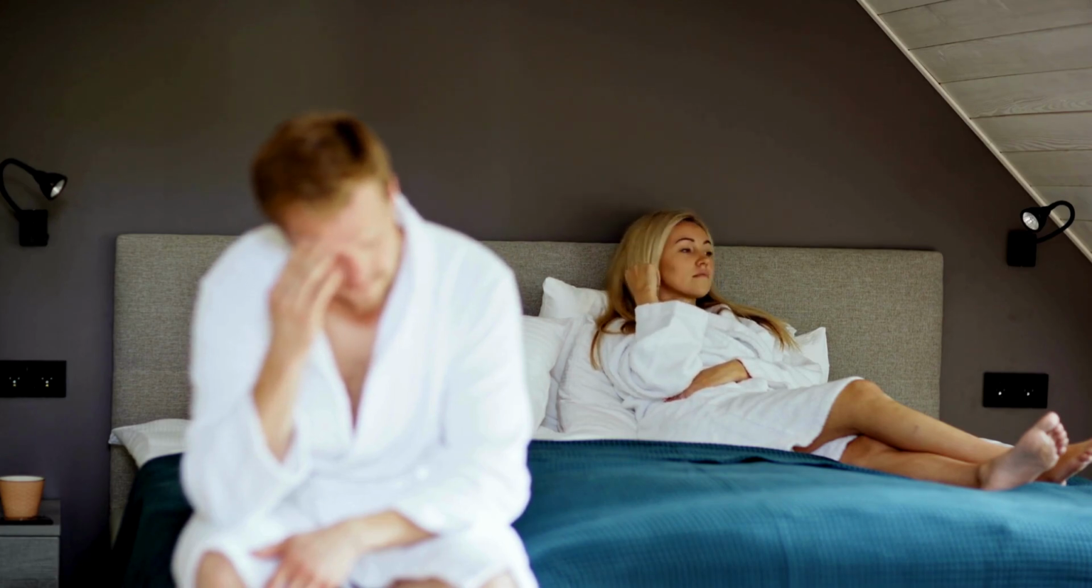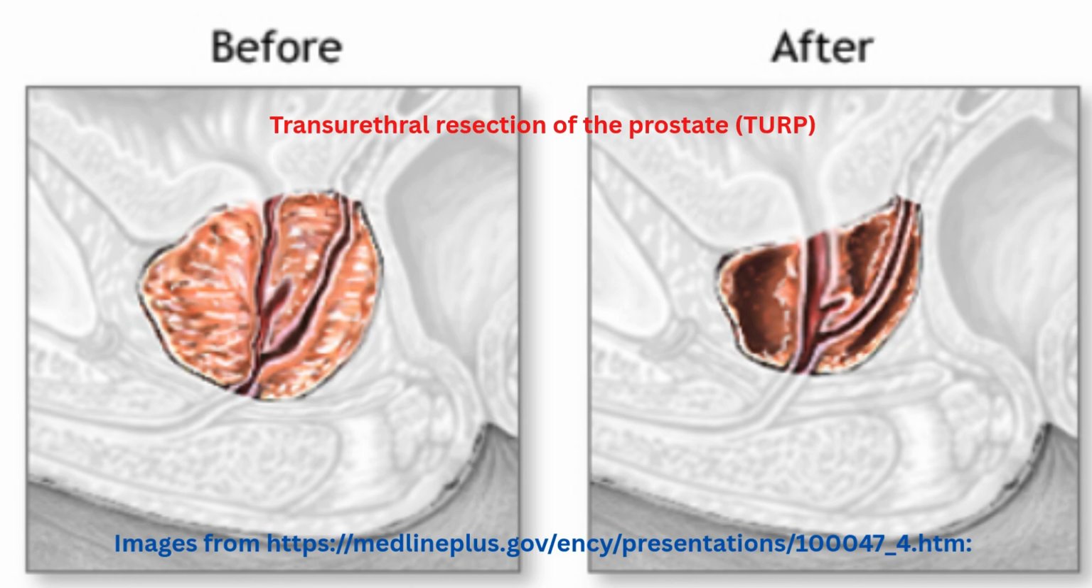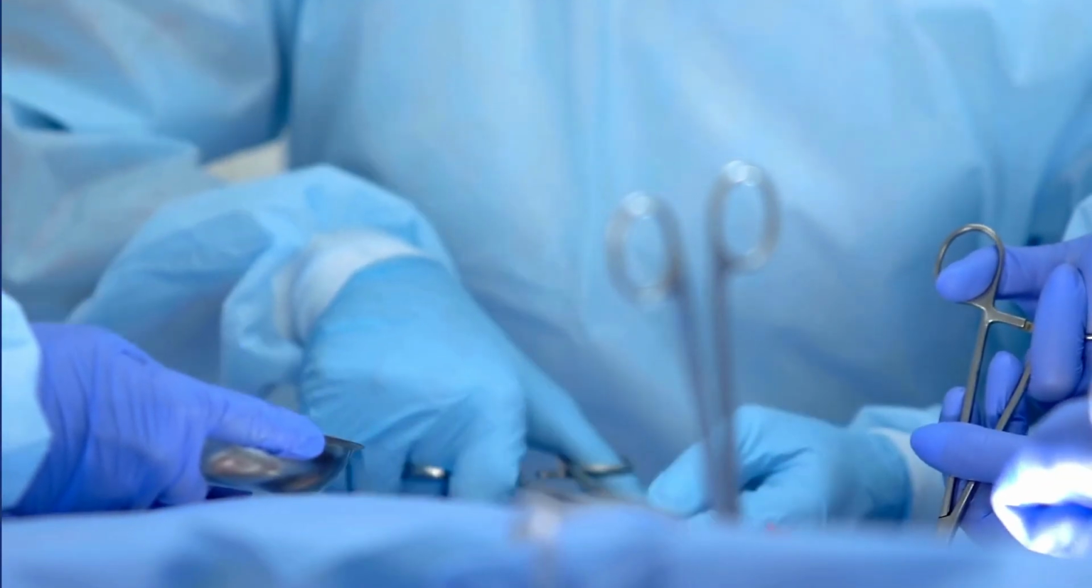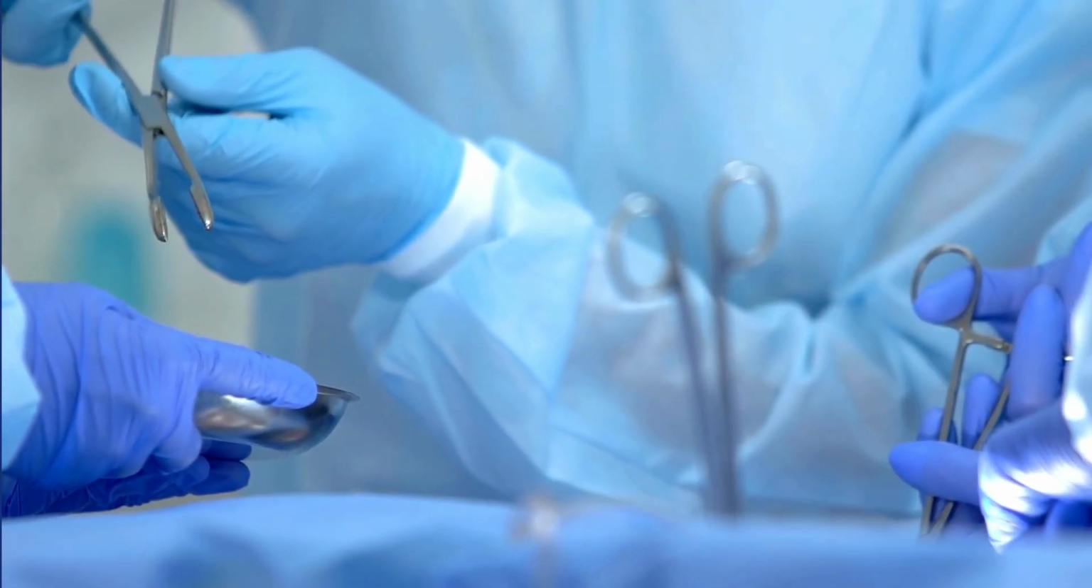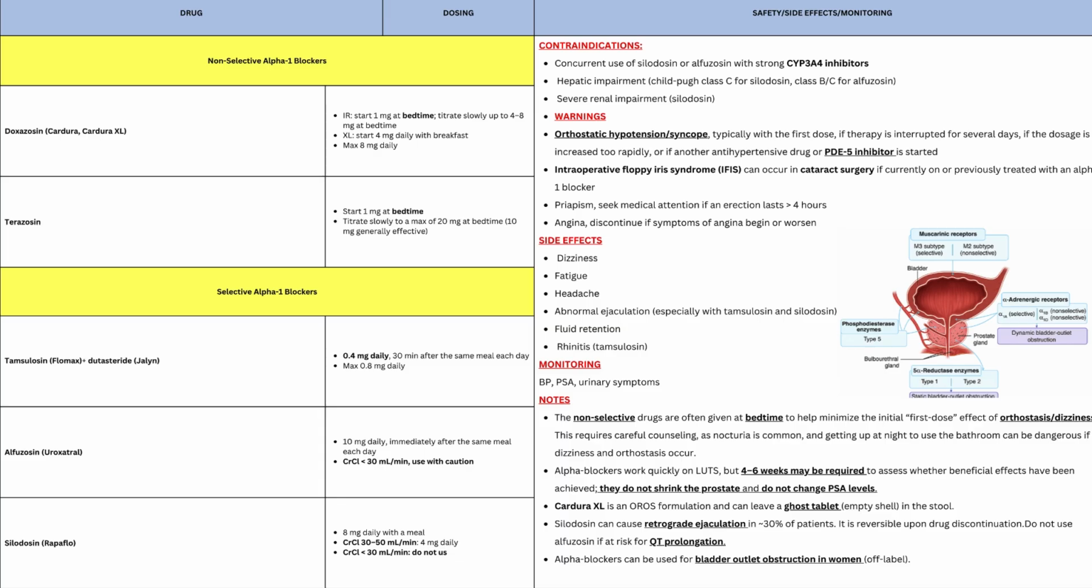And if medication fails, then we move to surgery. The most important procedure is TURP, or transurethral resection of the prostate. An effective alternative is holmium laser enucleation, which may offer fewer complications. Open surgery is now rarely needed, typically reserved for men with very large prostates. Now let's see each and every drug category in detail, starting with the alpha blockers.